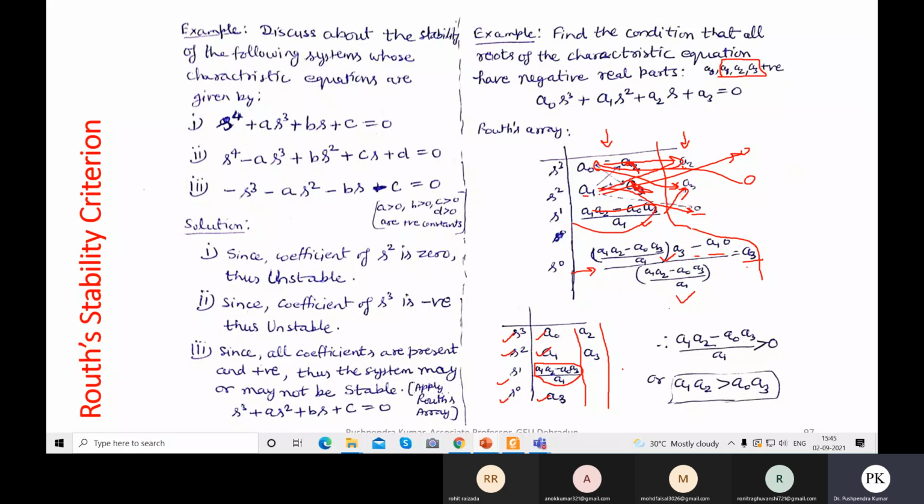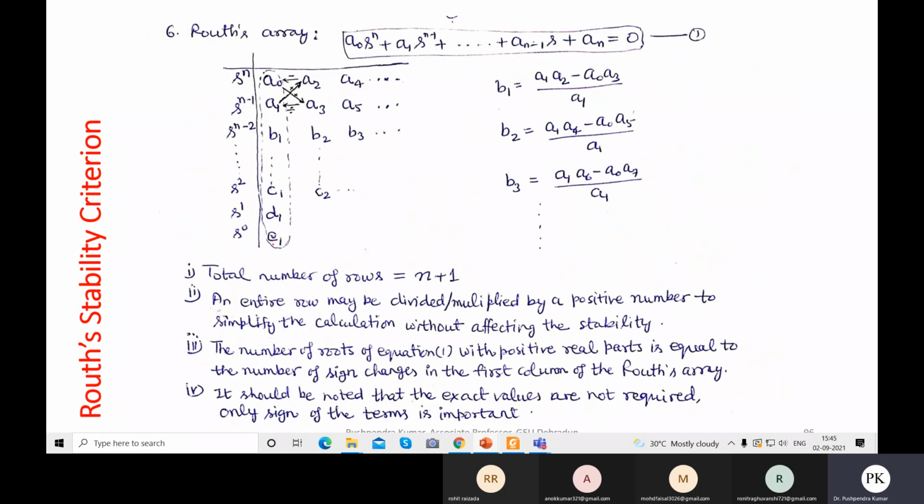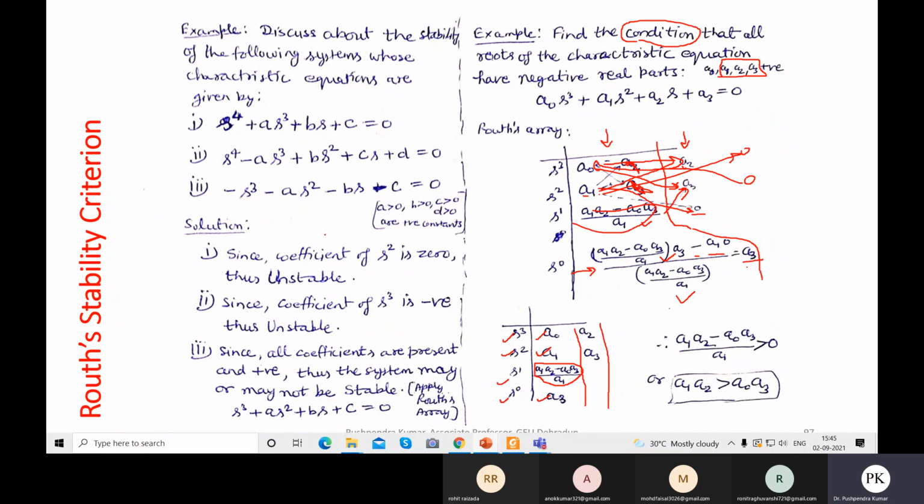So the condition, that's what he asked, what is the condition. So the condition is that for the Routh criteria, if all the coefficients in the first column are positive, then the system is stable, and the number of roots on the right half plane is equal to the number of sign changes. So I don't want to see any sign change here.